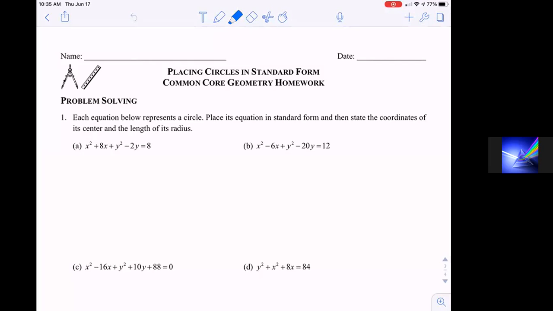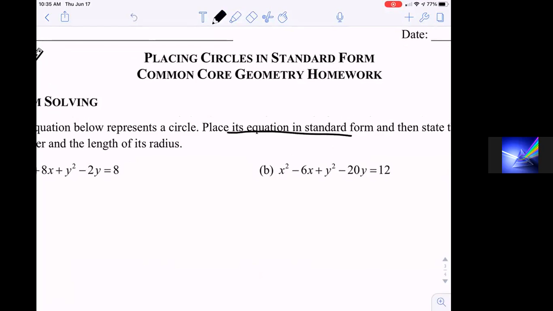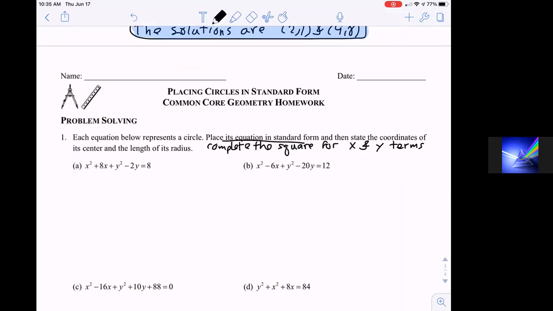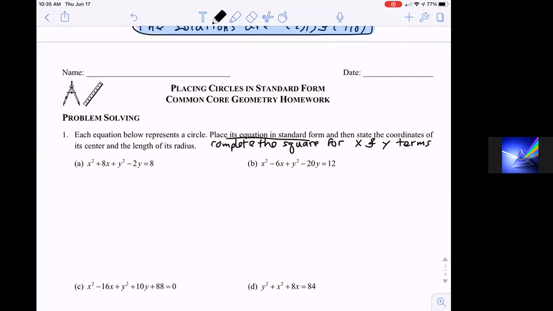Let's begin. A big part of the skill you're going to need in this particular section to write the equation of a circle in standard form is to be able to complete the square. Specifically, you have to be able to complete the square twice. To do this, you have to complete the square for the x and the y terms, and then rewrite it so that you can identify the center and the radius. Let's begin. Number one, letter A.